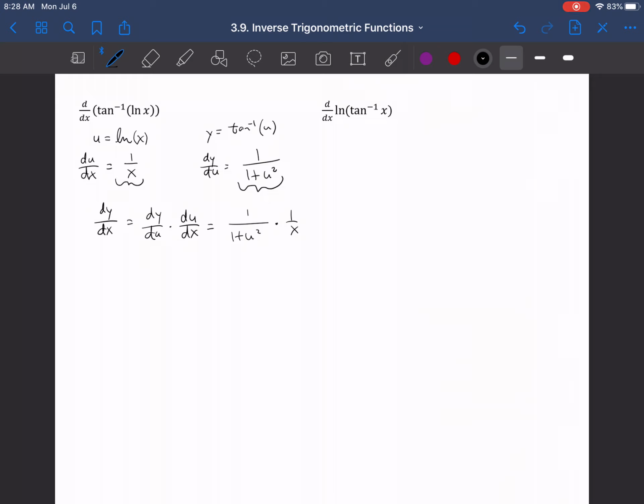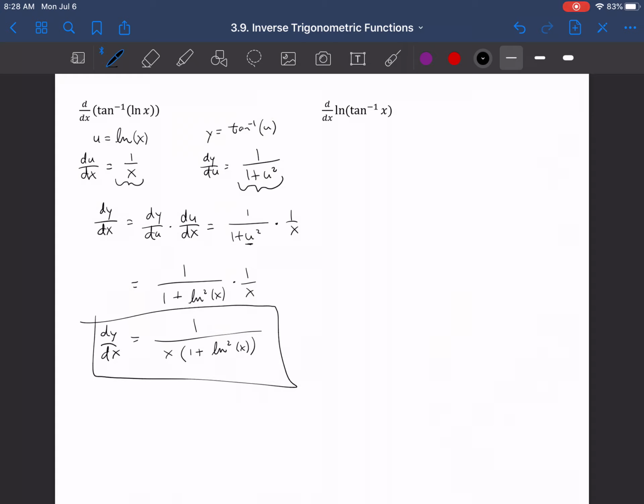That's those multiplied together. Now remember, u equals natural log of x, so we can substitute out for that u right there and get 1 over 1 plus the natural log of x squared, like that, times 1 over x, which we can combine into just one fraction. This is x times 1 plus the natural log of x squared, just like that. And that's dy dx. There's your answer.